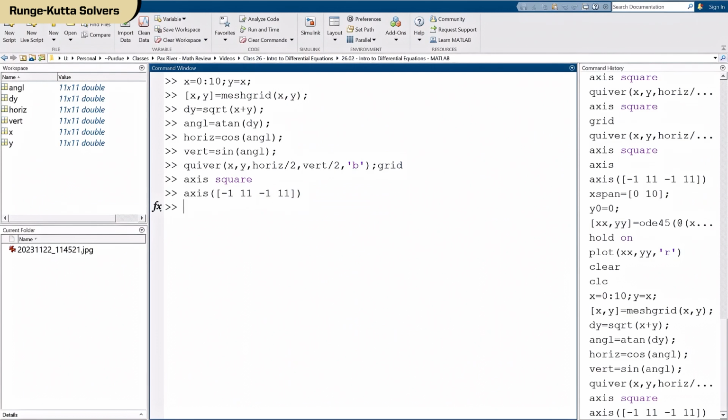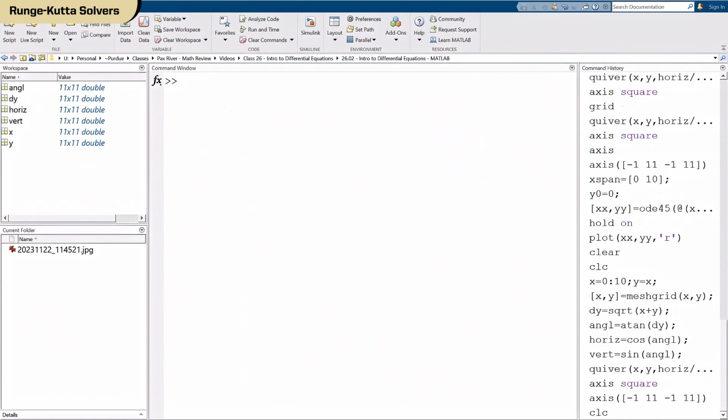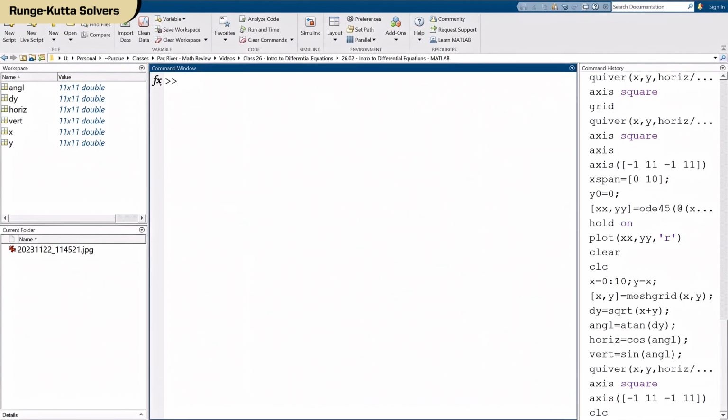So how do you use one of these things? Let me go ahead and clear the screen here, clear the command window. Now, the RK solver needs to know three things. It needs to know the span in the x direction, the beginning and end points in the x direction. It needs to know an initial condition, and it needs to know what the equation is. So let's start with the range we want to use. The example I pulled this from used the variable xspan to define the range. So let's go from 0 to 10.